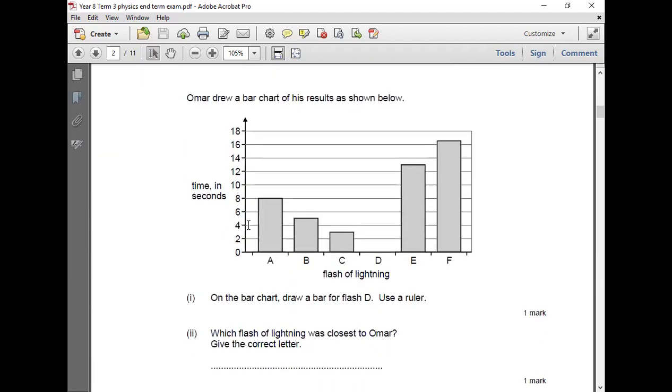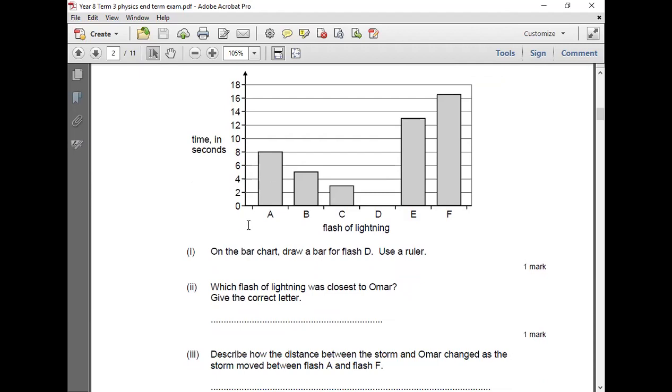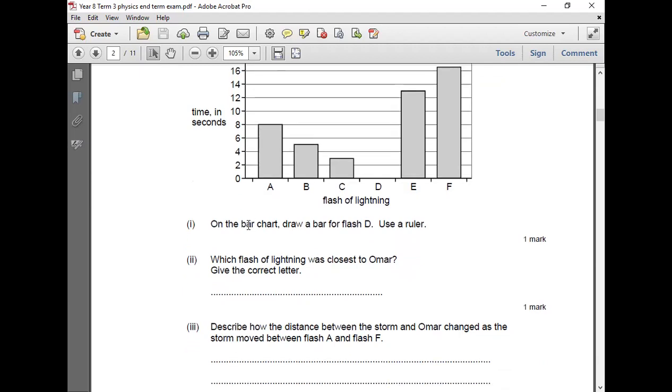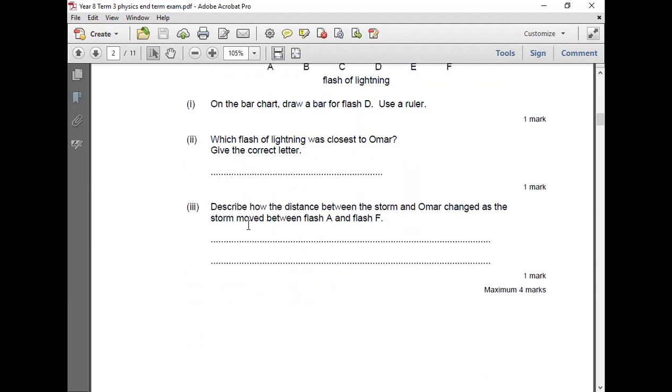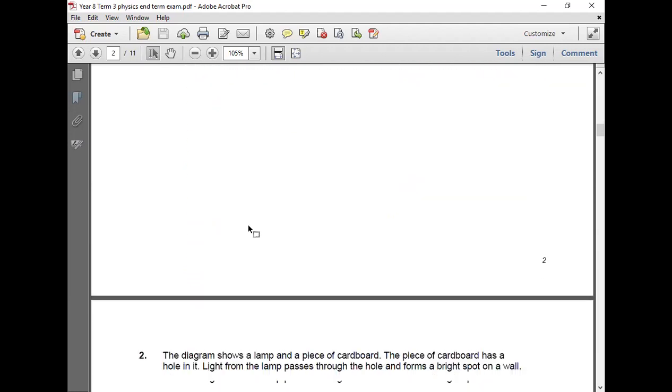So the question is, he changed it to a bar chart. Then the question is, which flash of lightning was closest to Omar? Give the correct letter: A, B, C, D, E, or F. Describe how the distance between the stone and Omar changed as the stone moved from flash A to flash F.